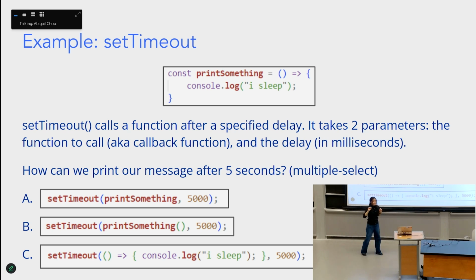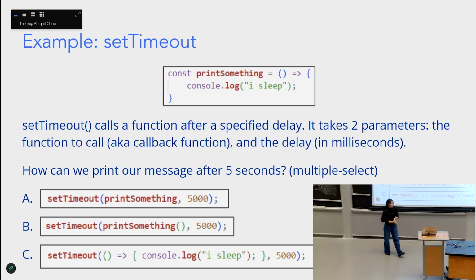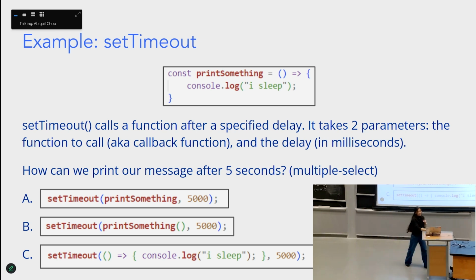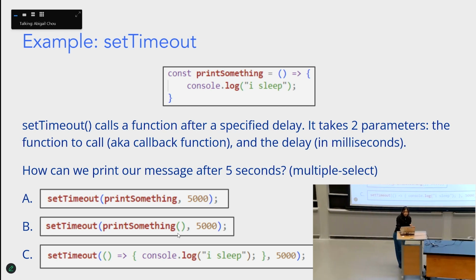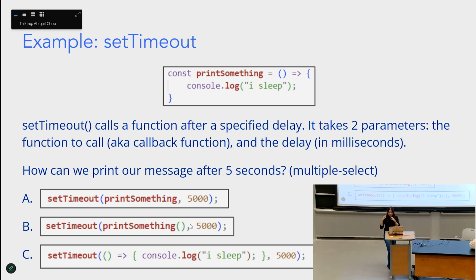Also a mix. So B does not work. B will call print something. When you put these parentheses next to your function, that calls it right away. So we're going to call the function right away, and then take whatever this function returned and pass that into set timeout, which is not what we want, because this function returns nothing, null, or undefined, or something like that.